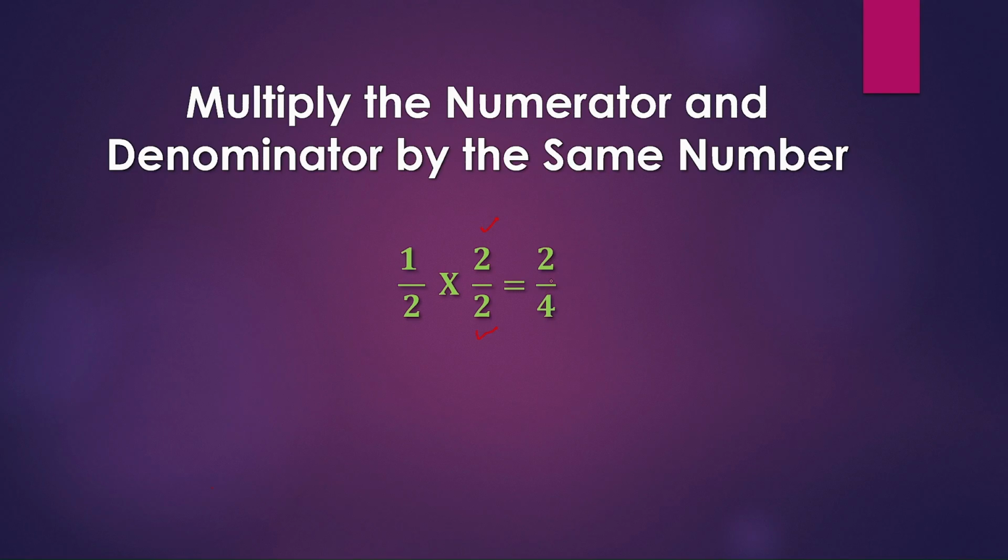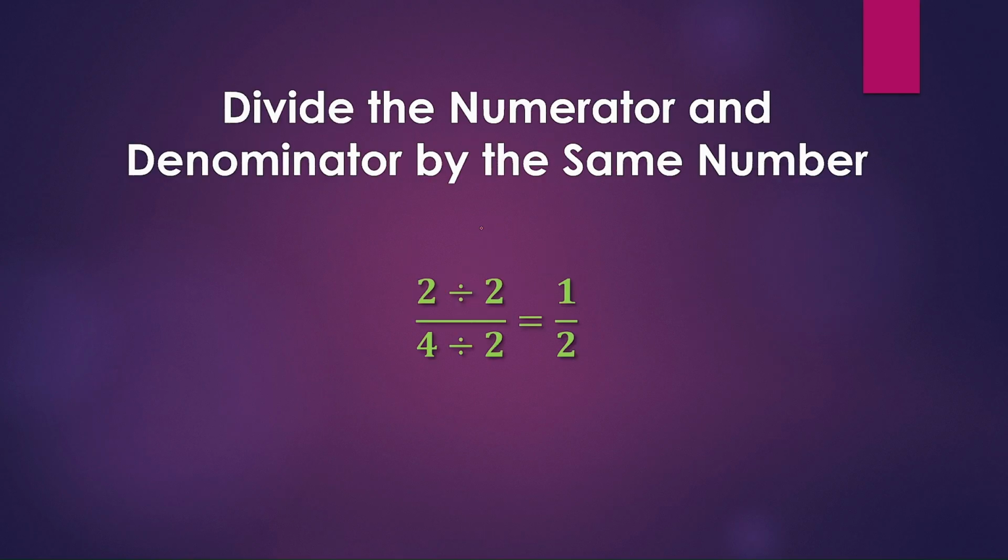Never make this mistake of multiplying the numerator and the denominator by different numbers. For example, 1 by 2 cannot be multiplied by 2 and 3. It has to be a common number that is multiplied with both the numerator and the denominator. If we multiply with different numbers, we'll get a fraction like 2 by 6, which is not going to be equivalent to your original fraction. So do not make this mistake. Always multiply with the common number.